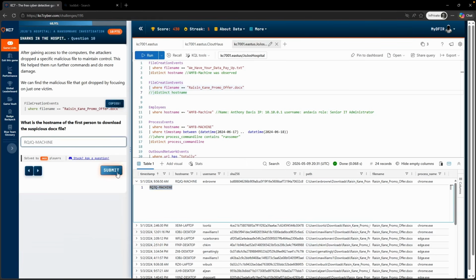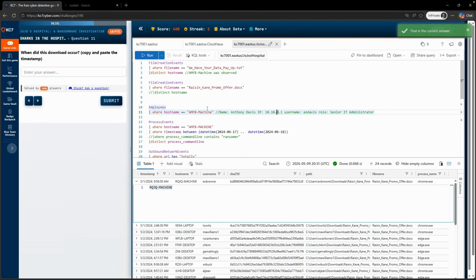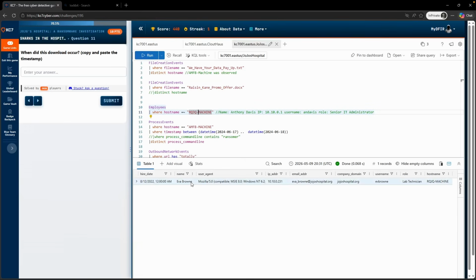And just out of curiosity, who does this belong to? And I am going to look under the employees table. This belongs to Eva Brown, who is a lab technician. Okay, let's put that in there. Eva Brown. The IP is 10.10.0.231, and the role is lab technician.